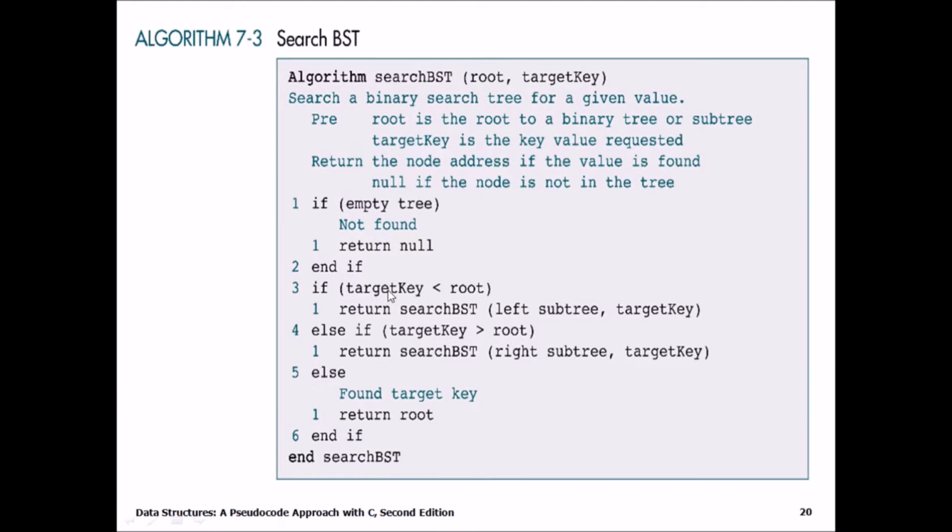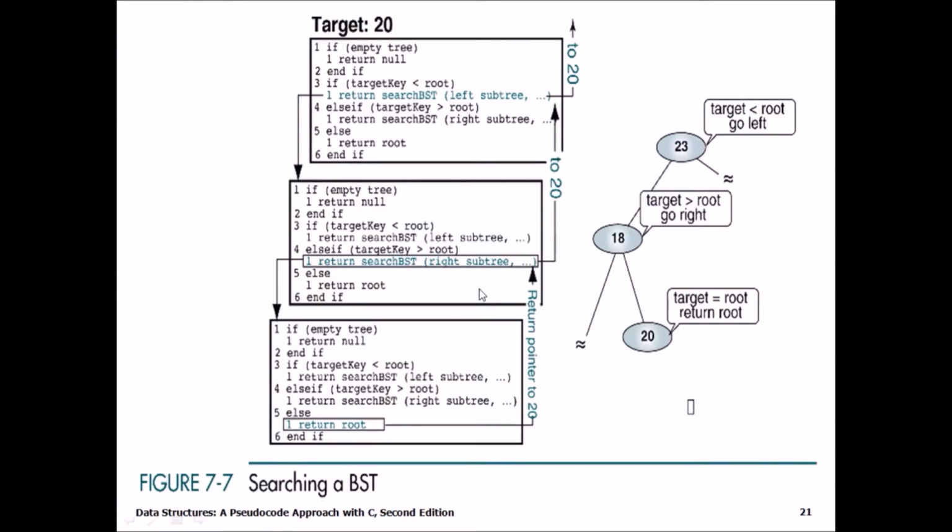But if the target key is less than root, this is very important. If the target, the number which has to be found, is less than root, what do you have to do? You have to go to the left subtree, and otherwise, if the target key is greater than root, you go to the right subtree. You repeat this again and again until the value is found, and then you end the search. So let us see how it has been done.